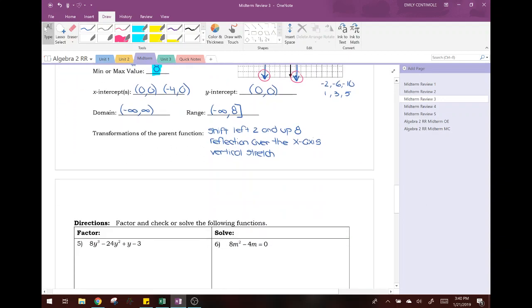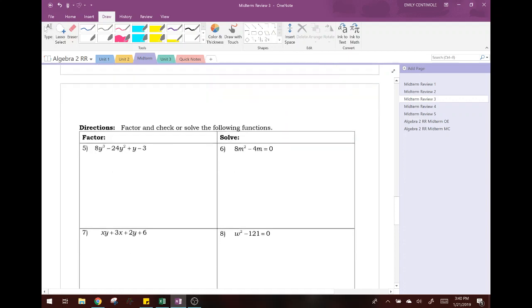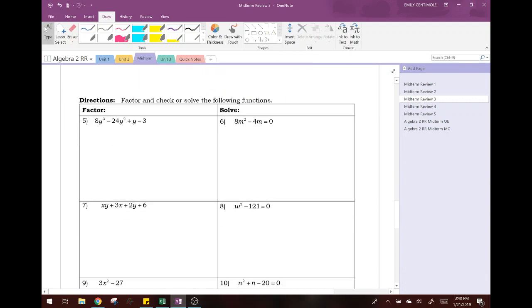All right, moving on. Now we're going to go back into our factoring. Okay, this is what we did a lot of this past month really in school. So let's go through one by one.